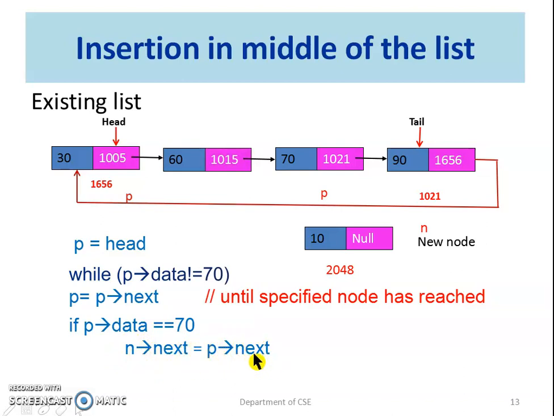Watch the change. Then make the next pointer of P point to N. Observe the change in the address field of P. Thus, the insertion is completed.